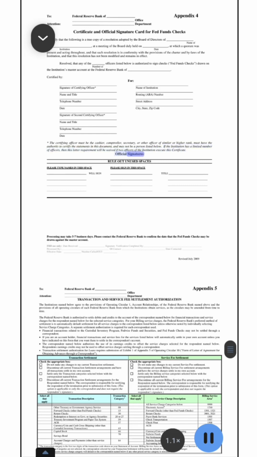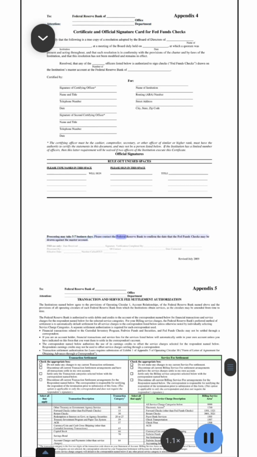Official signatures. Rule out unused spaces. Please type names in this space. Please sign in this space. Title. 2. Federal Reserve Bank of Appendix 4. Office. Attention, Department. Processing may take 5 to 7 business days.